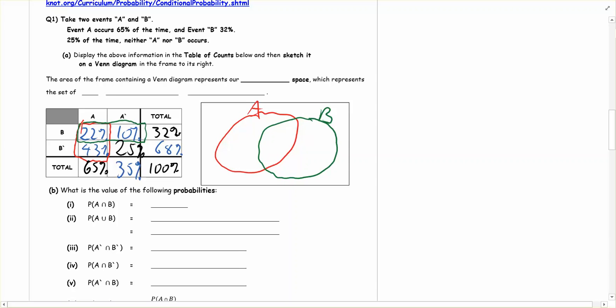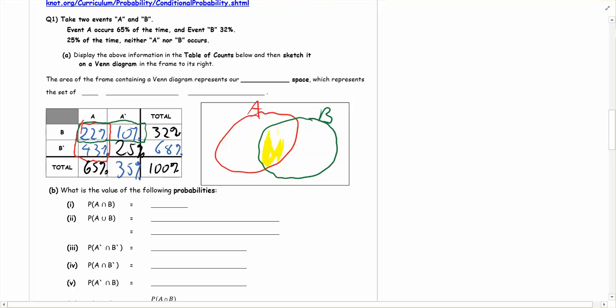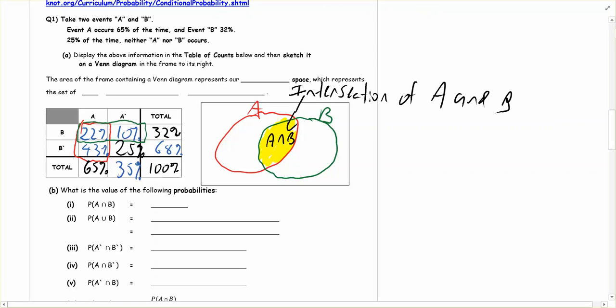And the zone where they overlap, remember, what do we call that? Well, we call that the intersection of the two events. So that's the intersection. We call it A and B. And on a Venn diagram, you can see it's basically the same as on the table. Again, it's the overlap point, so that's the 22% one. So this one's A and not B, the one I've just drawn in. What's this one going to be? Well, it's going to be not A and B. So it's B, but it's not A.